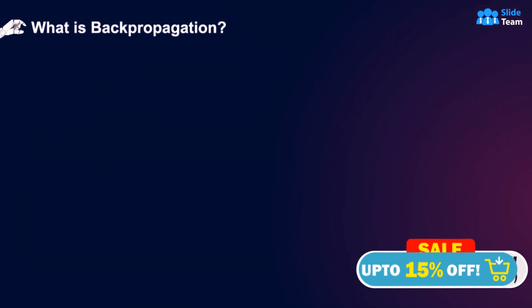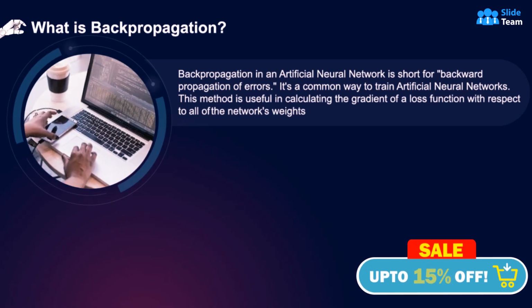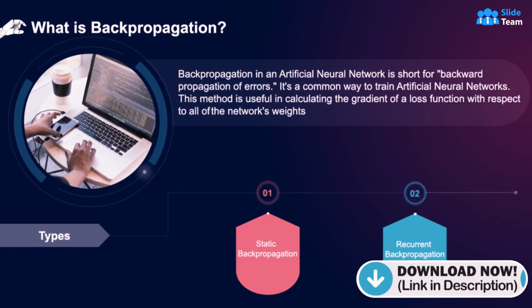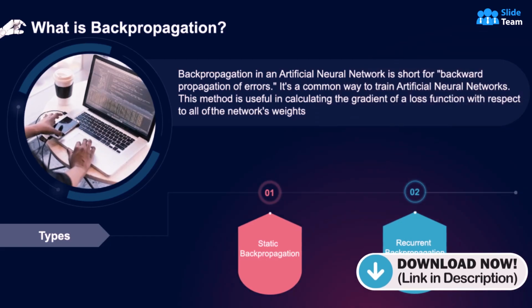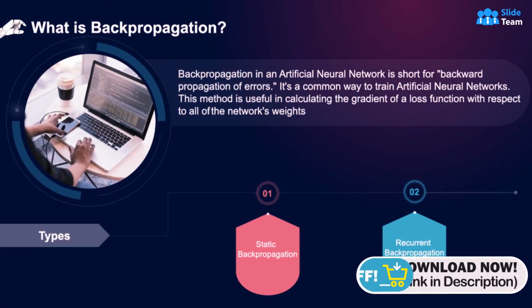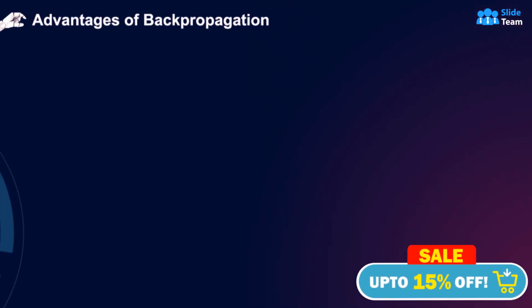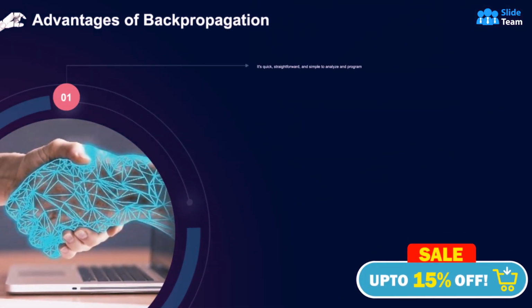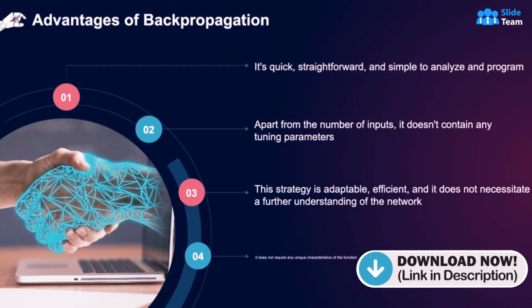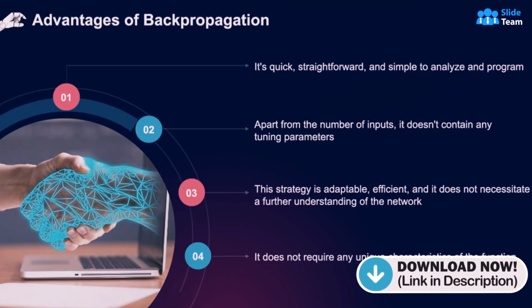This section explores backpropagation, wherein we train neural networks by adjusting weights based on the error from the output. It delves into the types of backpropagation, including static backpropagation and recurrent backpropagation, discussing their nuances and applications. It also highlights the pros and cons of using the backpropagation method for training neural networks.